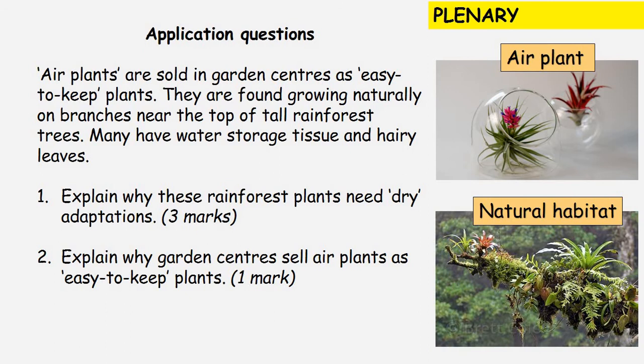A couple more application questions just to put this into practice as well. Certainly, there are more application questions in the exam, so it's good to practise these. So, air plants are sold in garden centres as easy to keep plants. You can see some examples there. They are found growing naturally on branches near the top of the rainforest trees. Many have water storage tissues and hairy leaves. Explain why these rainforest plants need dry adaptations, for example. Explain why garden centres sell air plants as easy to keep plants.